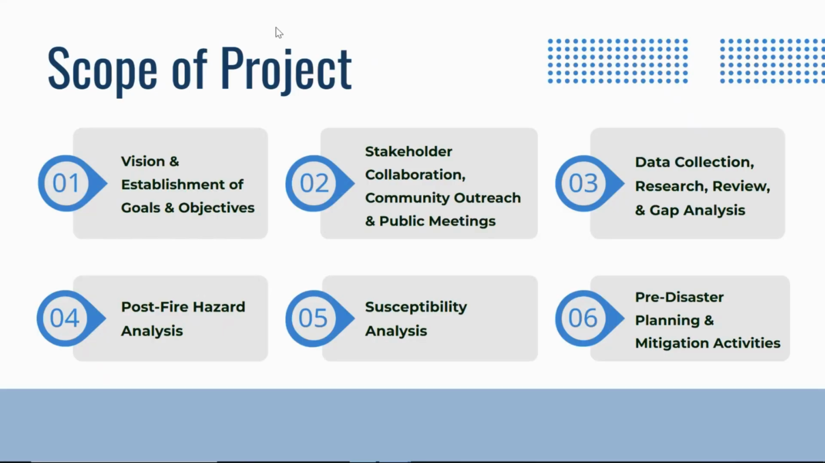The scope of the project is 6 pieces. The first 2 are really about stakeholder engagement, public engagement. Thank you for helping us with this one. Establishing a vision and goals and objectives for the town for this specific RAP. The RAP being the Wildfire Ready Action Plan.